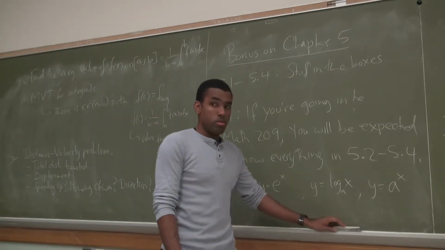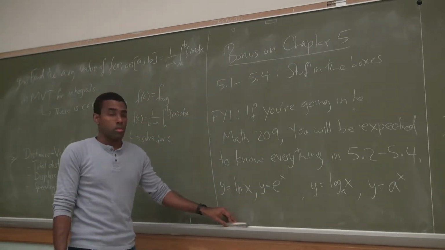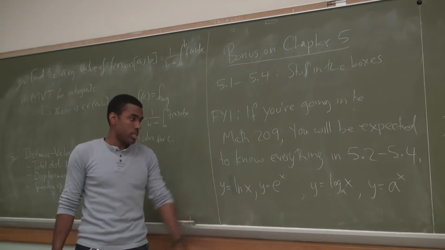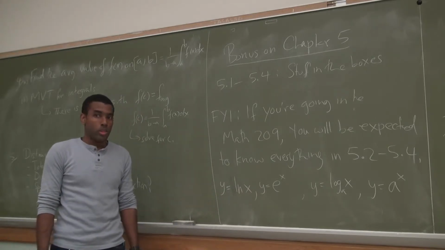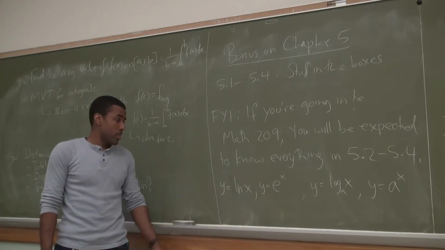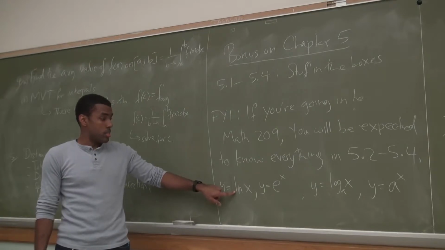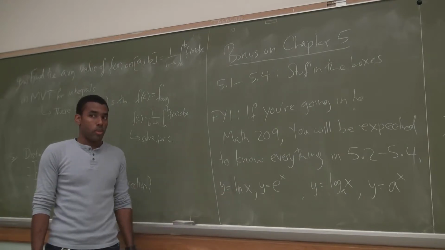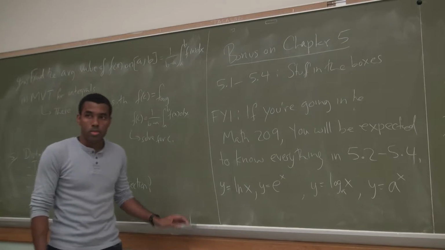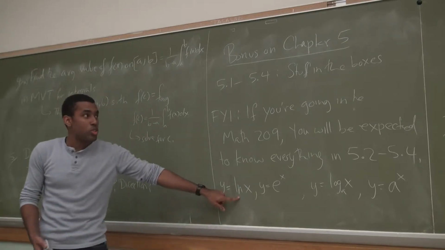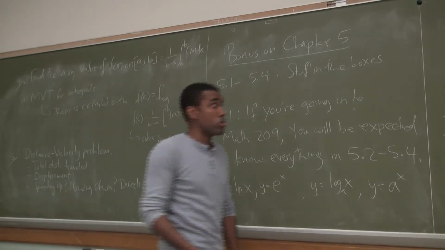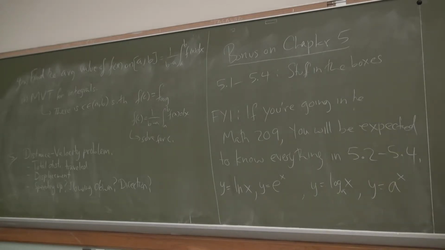Wait, is the integration of e to the x 1 over x to the x? No, the integration of e to the x is itself. And the derivative is itself. The derivative of ln x is 1 over x. So this actually gives you the missing case for the power rule. Remember the power rule didn't work when n was minus 1? It's because that guy is when n is minus 1.